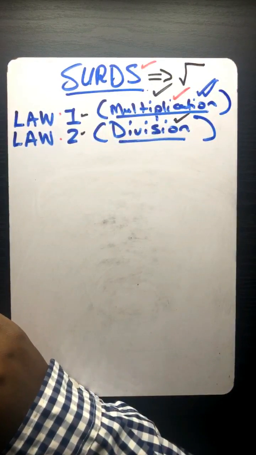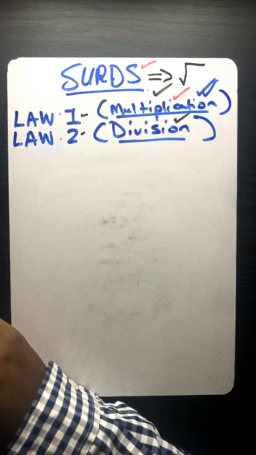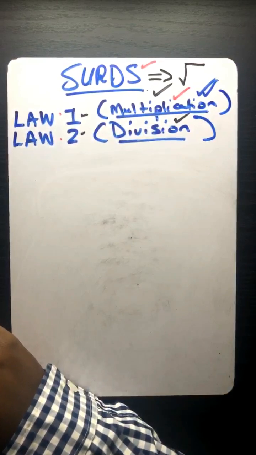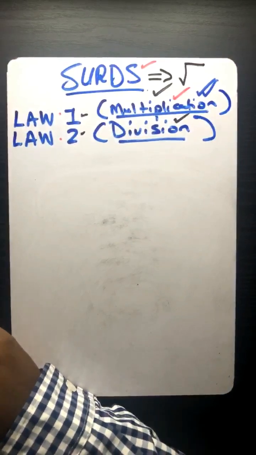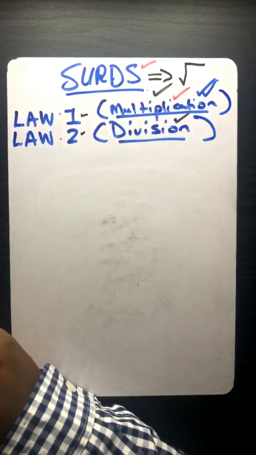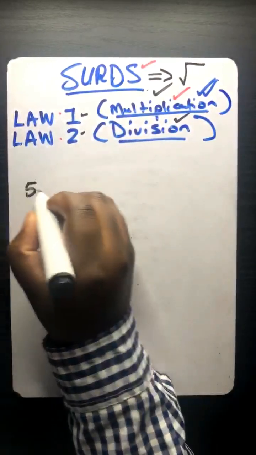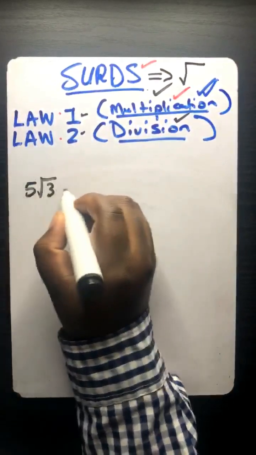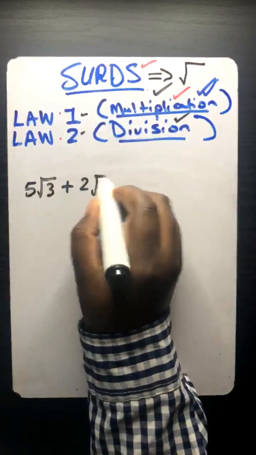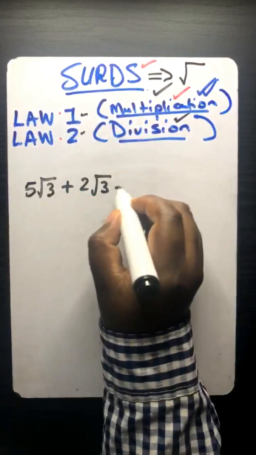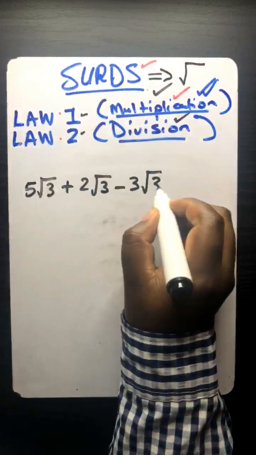examples. I'm just not sure whether to say some more complicated stuff, because they are easy, but it's now becoming a combo. Let's give it a try. Let's say, for example, you are given 5 square root of 3 plus 2 square root of 3 minus 3 square root of 3.